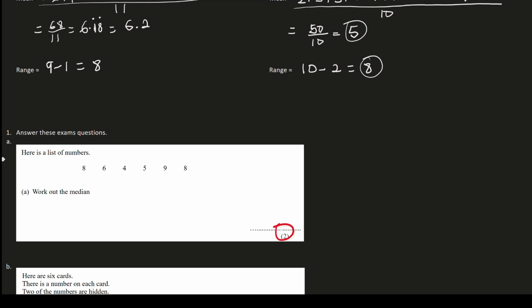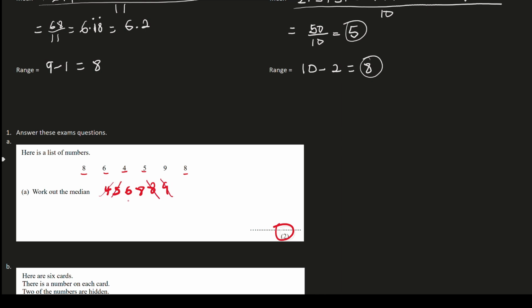You rearrange. Good. So we rearrange this. We have 4, 5, 6. You know what else? So 4, 5, 6, 8. I've got 2 of the 8s and 9. Now, median, you're choosing the middle number, right? So let's go. This goes, that goes, this goes, this goes.